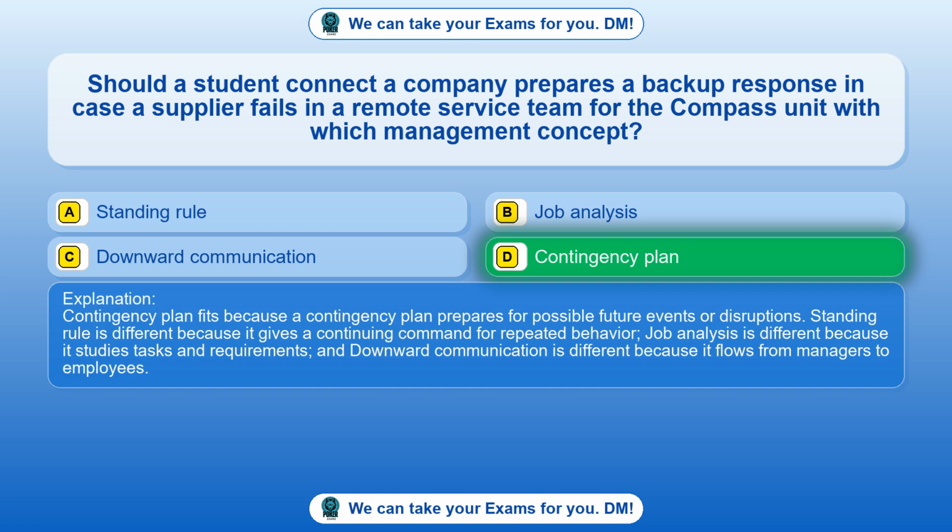Contingency plan fits because a contingency plan prepares for possible future events or disruptions. Standing rule is different because it gives a continuing command for repeated behavior. Job analysis is different because it studies tasks and requirements, and downward communication is different because it flows from managers to employees.